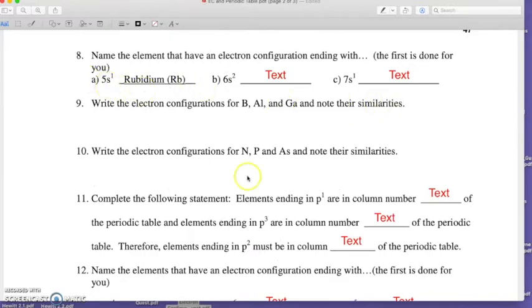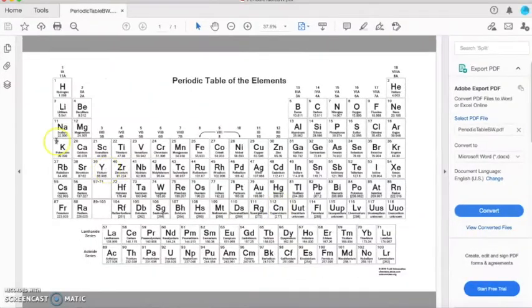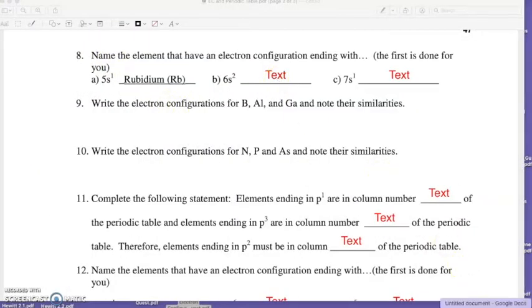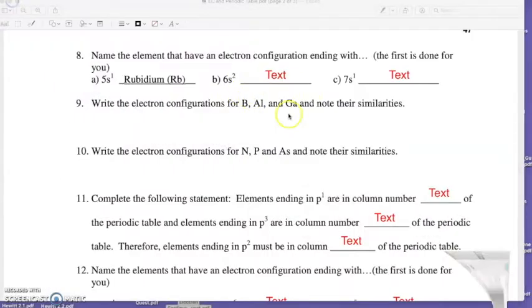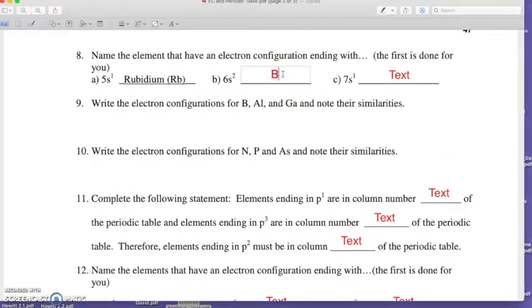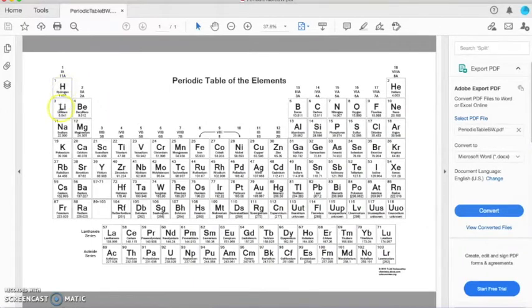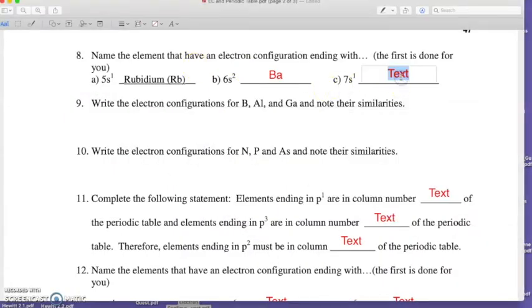So let's see if we can figure out what the last part of a configuration tells us. If a configuration ends in 5s1, it's rubidium, right? I count down 1, 2, 3, 4, 5, and it's rubidium. What about if it's 6s2? I count down to row 6 and go 1 over. That will be barium. 7s1, I count down 7 rows, and column 1 would be francium, Fr. So now I'm starting to see how this is all fitting together, hopefully, okay?